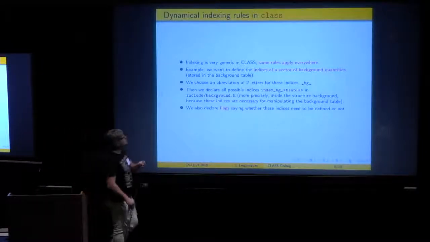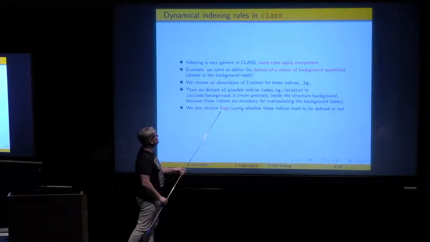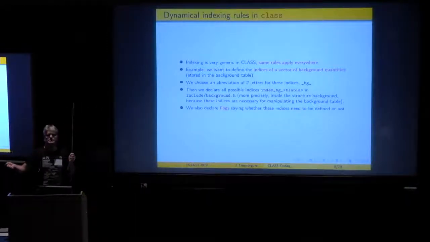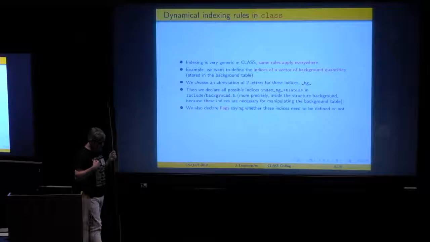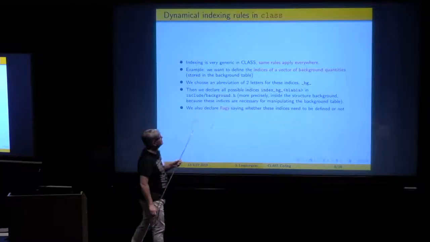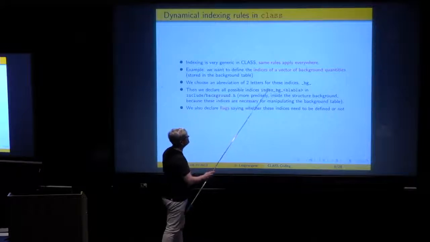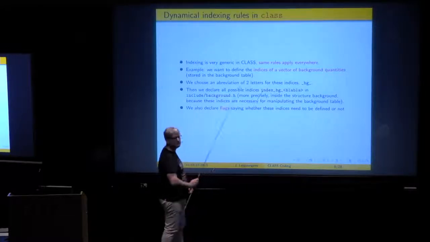In this background structure, you should also define flags which say which species are present, such that we need to know if the flag is set to true or false in order to decide whether this index will be relevant for a given cosmology or irrelevant.